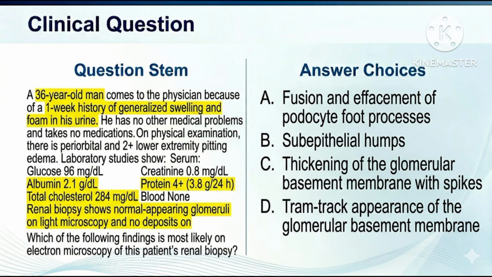History of swelling and foam in his urine, low albumin, high cholesterol, proteinuria. Renal biopsy shows normal appearing glomeruli on light microscopy and no deposits on immunofluorescence. Which of the following is most likely on electron microscopy of this patient? Renal biopsy. Fusion and effacement of podocyte foot process will be seen in minimal change disease.